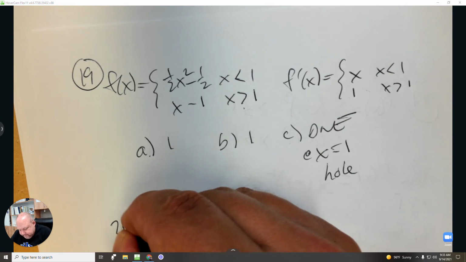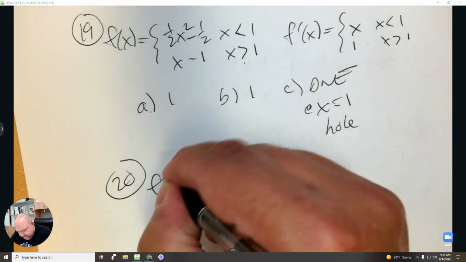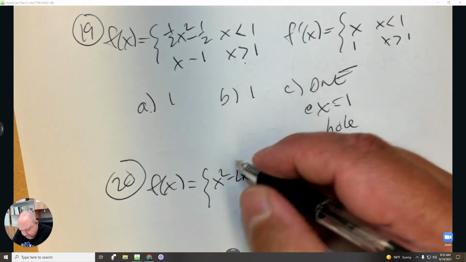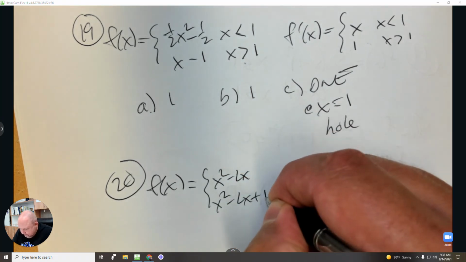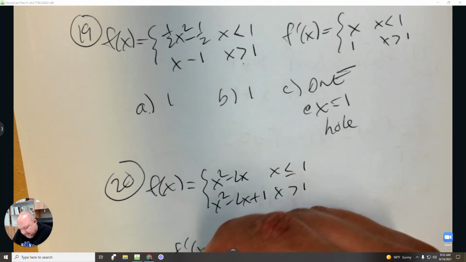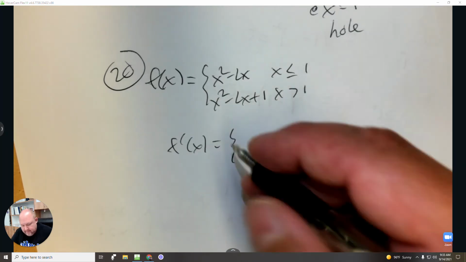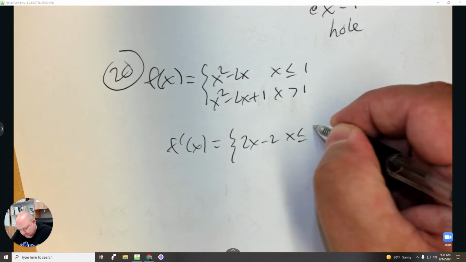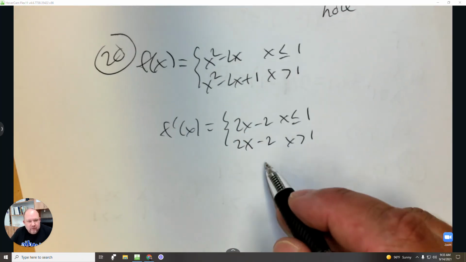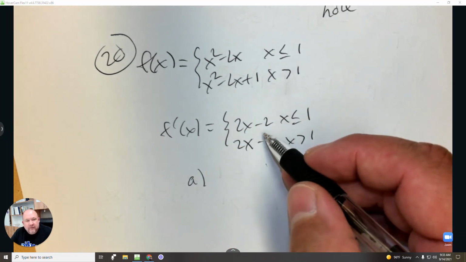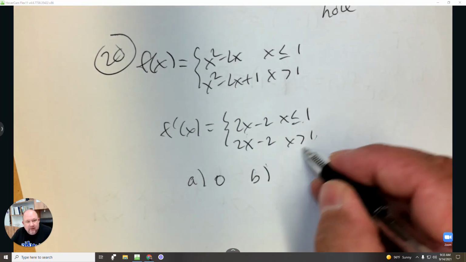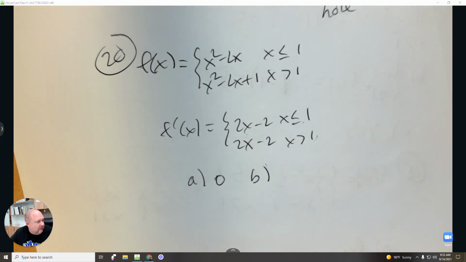Number 20. So we have a function. The derivative of that function. Right away, right? Might as well. And then after you take the derivative, what's the derivative? When you plug in 1, the answer is 0.